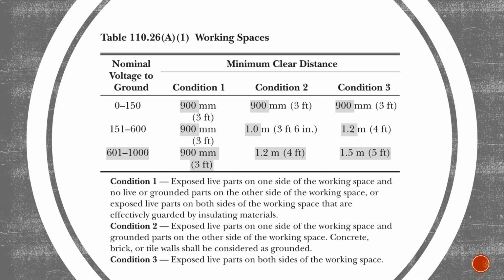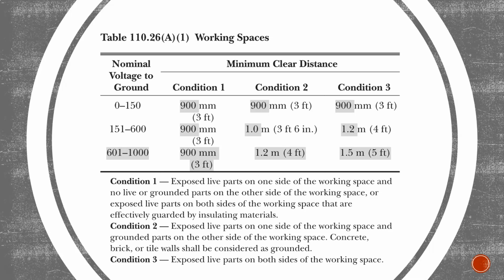To illustrate that point, if we look at the 151 volts to 600 volts rating, and we look at condition 1, 2, and 3, we see that we need a little bit more working space for each of those conditions. So 151 volts to 600 volts, condition 1, we need a depth of 3 feet. Condition 2, we need a depth of 3 feet 6 inches. And condition 3, we need a depth of 4 feet. And like I said, that illustrates the point of each one of those being a little bit more dangerous of a situation. It's more dangerous if we have live parts on both sides of the working space, condition 3, than if we have exposed live parts on one side, and on the other side we have parts that are guarded and protected from contact. So a quick example of how we would actually use this table in application.